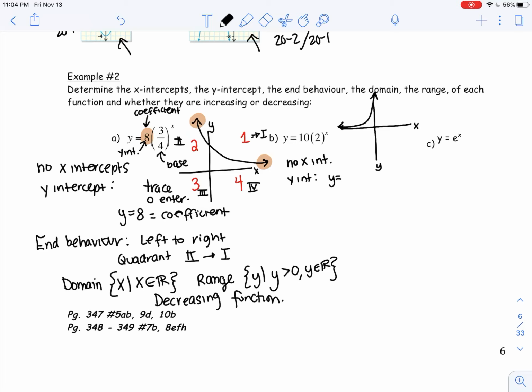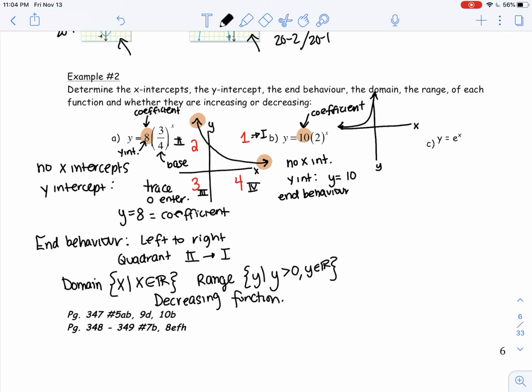Y-intercept, you should say that y is equal to 10 because it's always going to be the same as your coefficient in front of your base. So this is your coefficient. So your coefficient is always equal to your y-intercept value.